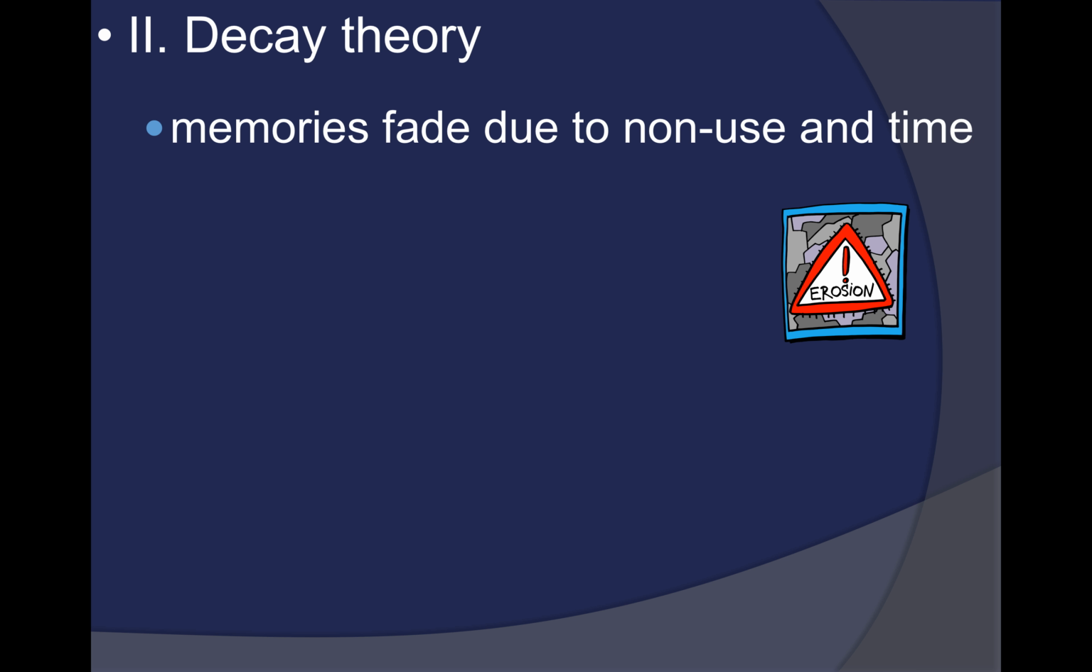Now notice that these two theories are not mutually exclusive. In other words, you can use both theories to explain different kinds of forgetting. Decay theory would be consistent with the kind of forgetting you would get, let's say, if a high school friend asked you if you remember that time that you skipped school and you just really have no memory for that.